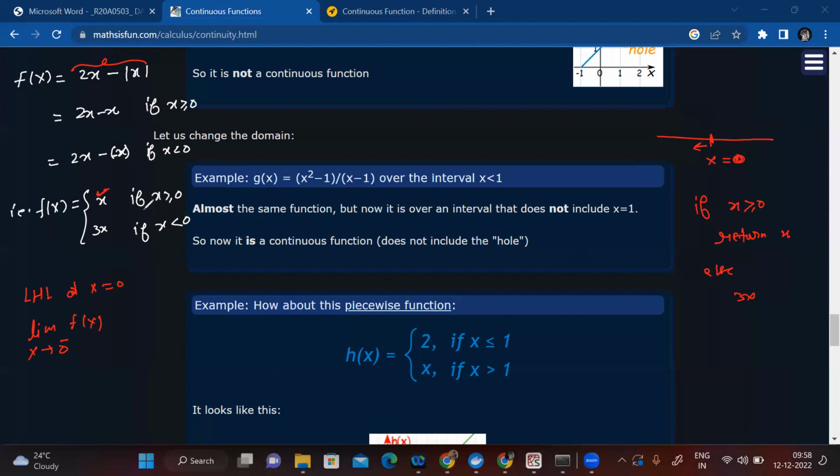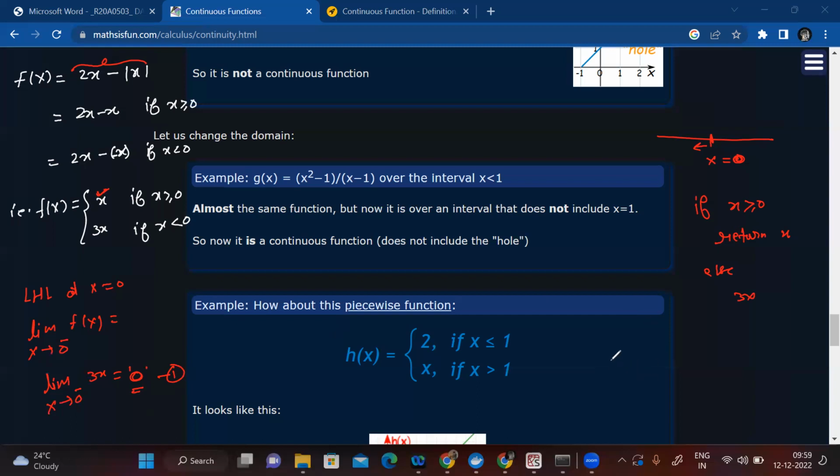Where it is defined, this is defined at this point, so it will enter into 3x. So limit x approaches 0, here you will get 3x. And now if you put the value of x exactly as 0, you will get 0. Are you getting my point? So this will be equation 1.